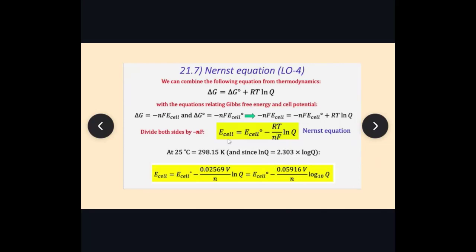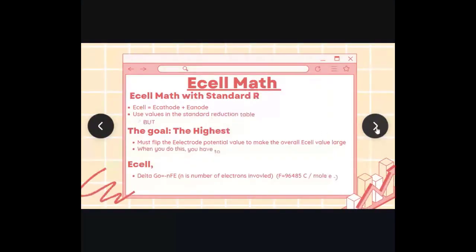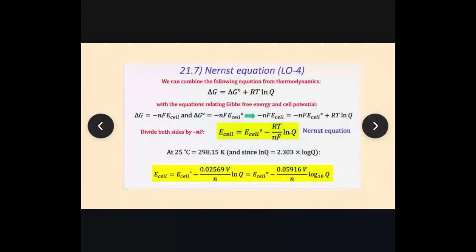So this value, the E cell on the left side, is going to be your non-standard value, and on this one, E cell naught. Don't get those confused. That's going to be at standard conditions. How do you find this? Well, you find it using the reduction values with the voltage on the back. So like the long list of tables, you first calculate that from here, using the principles that we talked about here, and then you can use this formula, minus RT over NF ln Q.